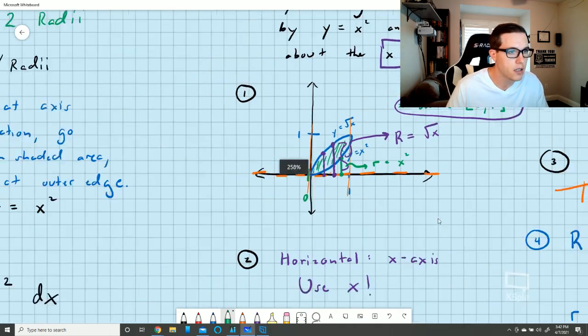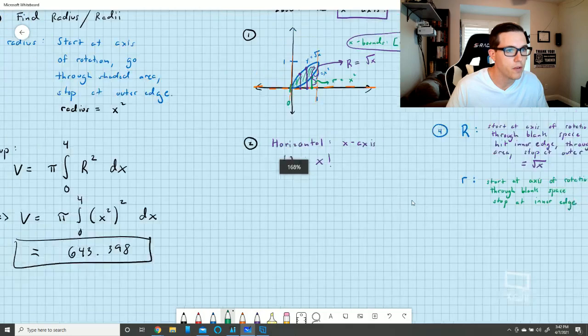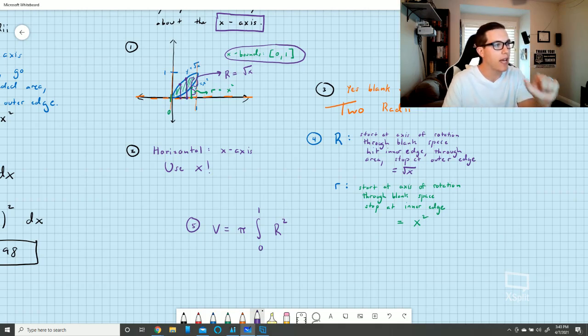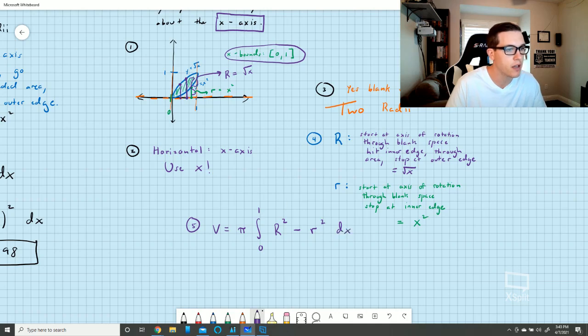So in this case, when we're rotating around the x-axis and we have two functions, you're basically going to have one of them as your big R and one as your little r. So finally, step 5, we can do my setup. The volume is pi integral 0 to 1, your bounds. Now, the formula looks this way. You do it like we did last one. It is the radius squared. But think about it this way. We want to exclude that inner part. So we want to do big R squared minus, separately, little r squared dx.